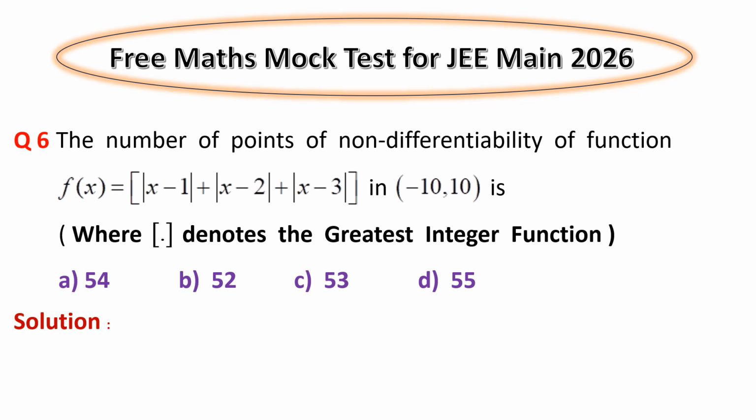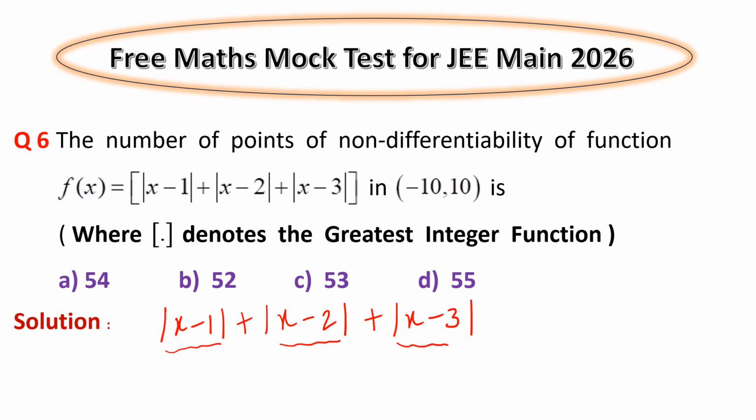Now first of all, I will simplify the expression |x-1| + |x-2| + |x-3|. Now students, it's very much obvious that the given expression in the modulus sign will change its definition at 3 points. That is at x = 1, x = 2 and x = 3. So to simplify this expression, I will divide the given interval into 4 subintervals.